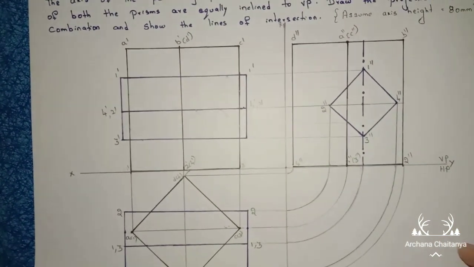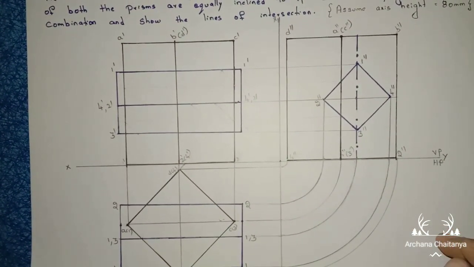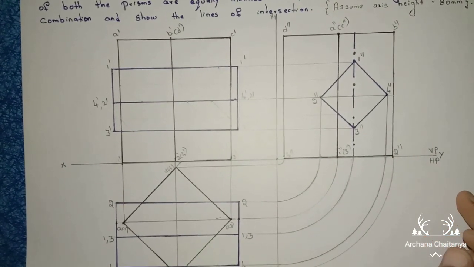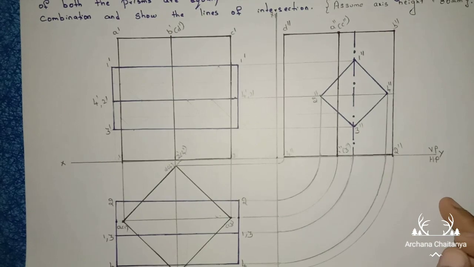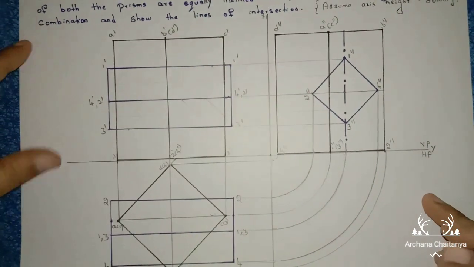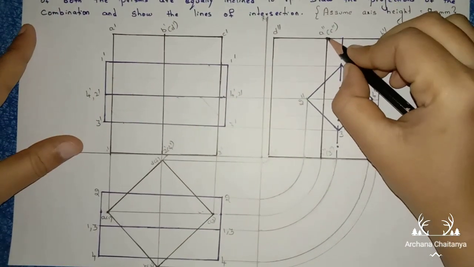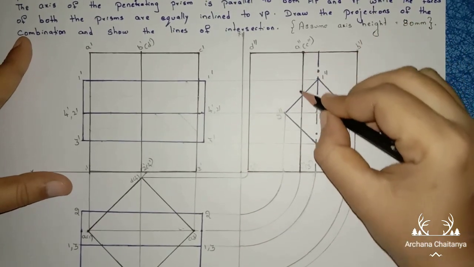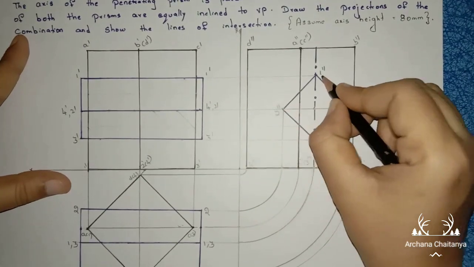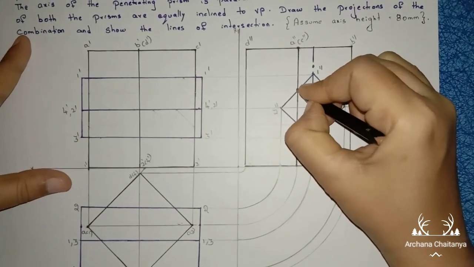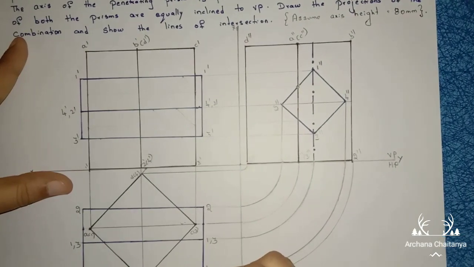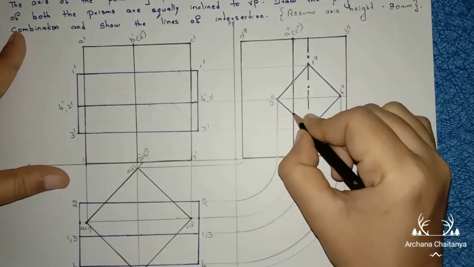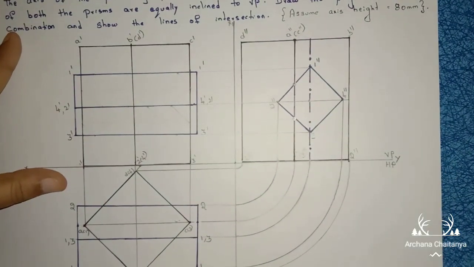Right, now you should mark the lines of intersection. Right, now how to mark the lines of intersection? This is your actually original axis line. Right, so this is your axis line. This is the square prism. This is the coincidence point here. Right, same, this is your axis line, this is the square prism, and this is the coincidence point here.